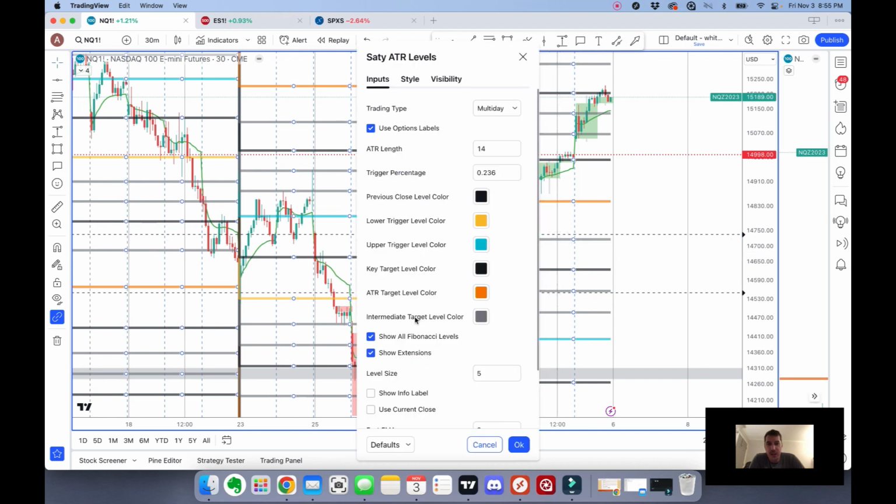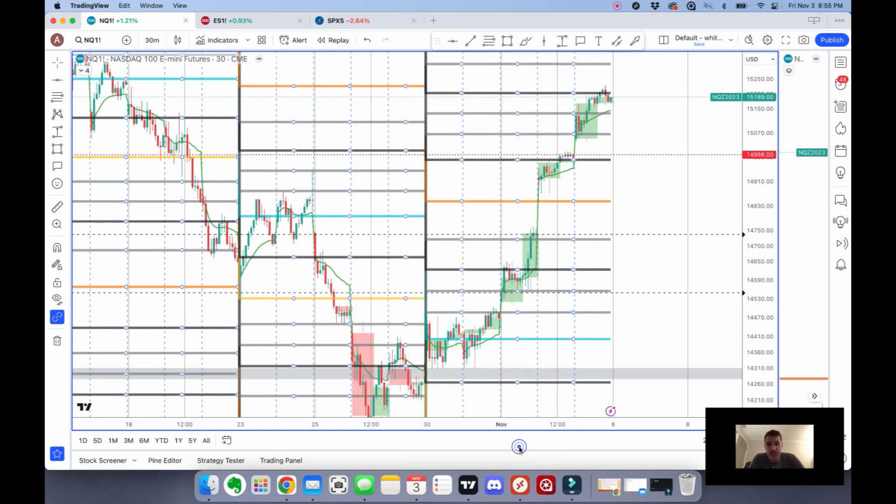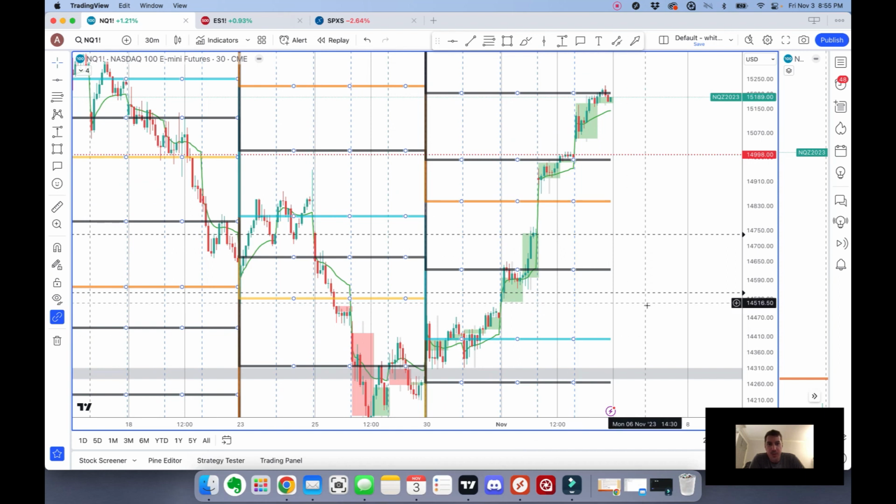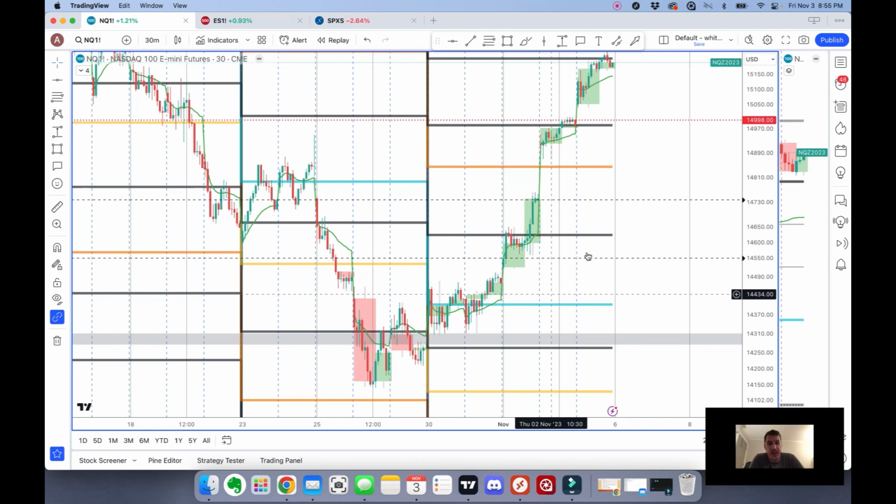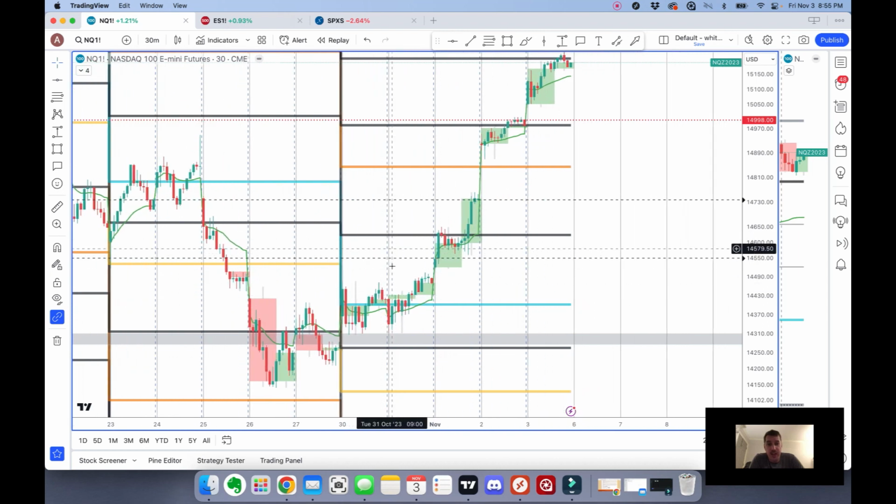So let's make this a little cleaner, and let's get rid of the Fibonacci's. If you notice on the multi-day pivots, it's the multi-day ATR pivots on Saturdays, which is used for the weekly. You see how these lines divide the day. So this is Monday, Tuesday, Wednesday, Thursday, Friday. And then these are 30-minute candles with 4-hour candle overlays.